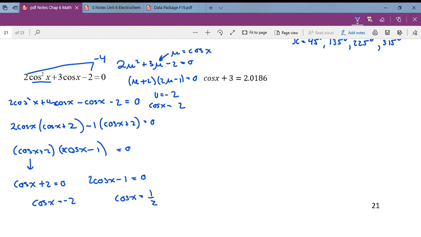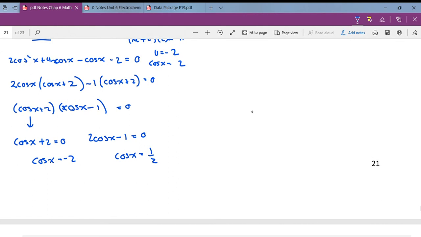Okay, so now I'm solving both of these. The first one is, where does cos x equal -2? And hopefully you remember that -2 is out of that restriction. So it can only be between -1 and 1. If you think of a cosine graph, it only goes as high as 1, it only goes as low as -1. So there are no solutions.